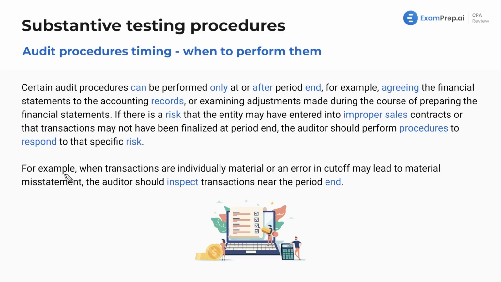Let's see an example here. For example, when transactions are individually material or an error in cutoff may lead to material misstatement, the auditor should inspect transactions near period end. Like we said, some transactions can be tested at an interim period, but some it makes sense to do at the end of the year, when everything's fully processed and all the accounting systems have finalized financials. Like obviously, you can't really do cutoff procedures till the end of the year.